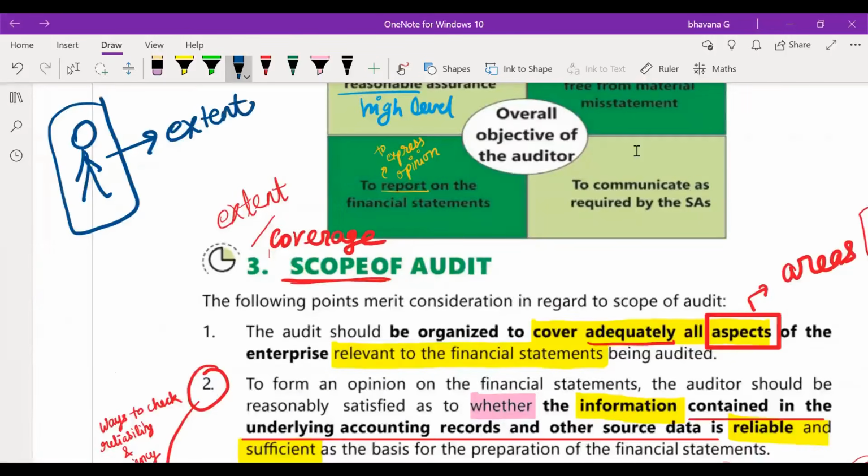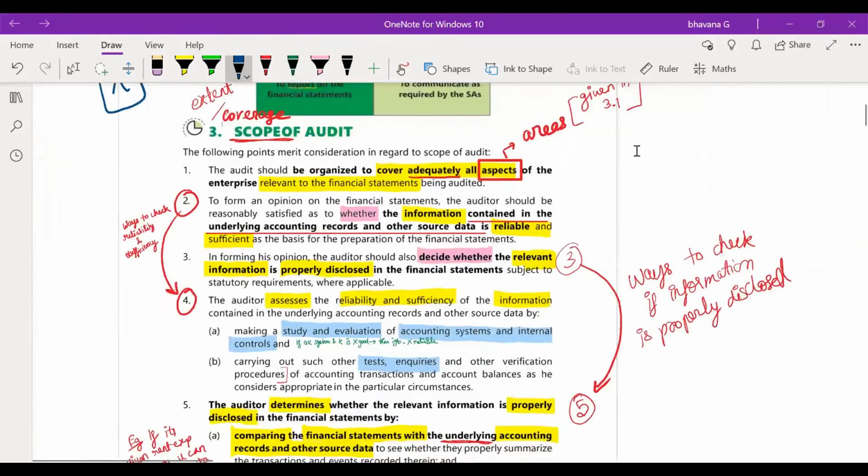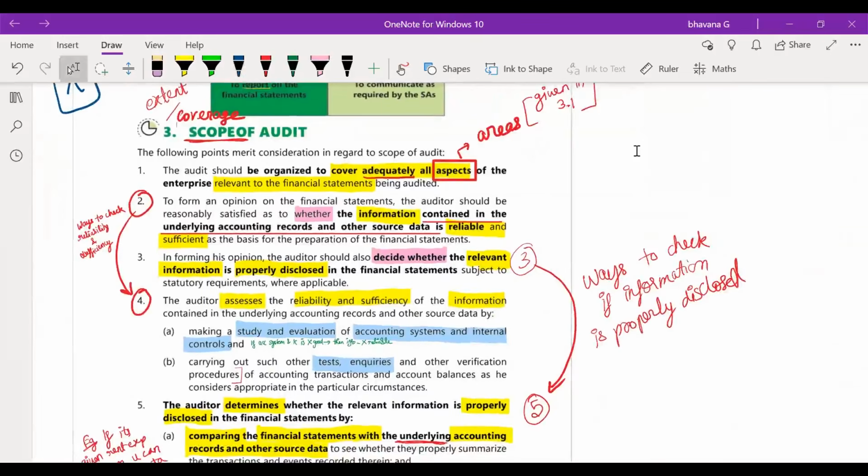Now if I'm a new auditor, I will not know how much audit I have to do. So the scope of audit tells you how much audit you have to do, how much coverage you should have, or to what extent you have to audit. So only this topic tells you the extent or coverage or scope of audit.